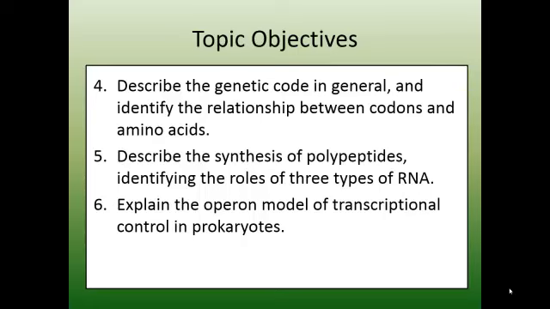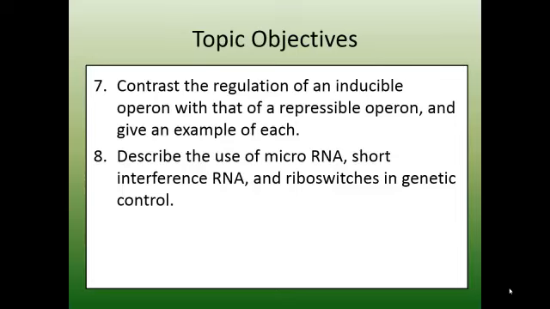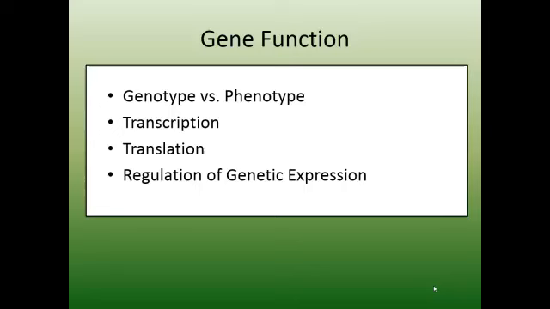Describe the genetic code in general, and identify the relationship between codons and amino acids. Describe the synthesis of polypeptides, identifying the roles of 3 types of RNA. Explain the operon model of transcriptional control in prokaryotes. Contrast the regulation of an inducible operon with that of a repressible operon, and give an example of each. Describe the use of microRNA, short interference RNA, and riboswitches in genetic control.